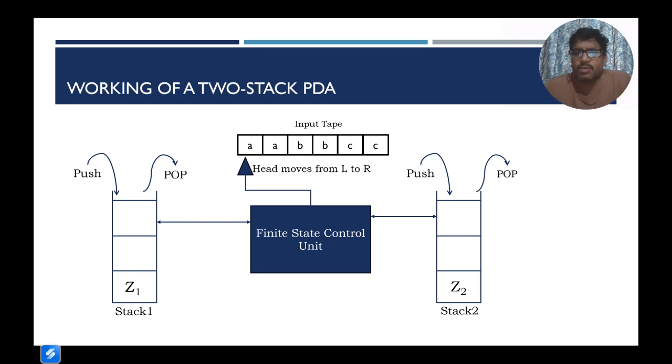This is the working of the two-stack pushdown automata. It contains the input tape. The input tape is divided into equal squares, and each square holds a single symbol or alphabet. To read the string, we need a read-write head, which moves from left to right. While reading, the finite state control unit sends the alphabet or input value to stack 1 or stack 2.